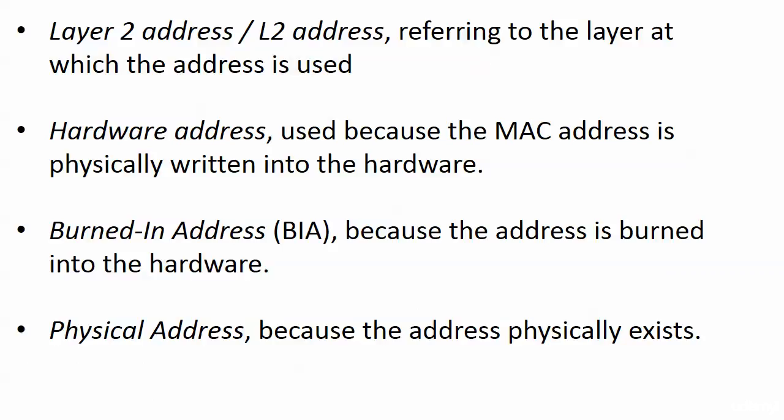You'll see it called a layer 2 address or an L2 address, referring of course to the layer at which the address is used. Hardware address, used because the MAC address is physically written into the hardware. And it's really written, it's burned in, which is where we come up with burned-in address, or BIA. And then finally physical address, because the address physically exists on a card. Now with the router, we're going to assign IP addresses, and none of those pre-exist on the router, but a switch, and of course plenty of other devices already have a layer 2 address built into their network card.